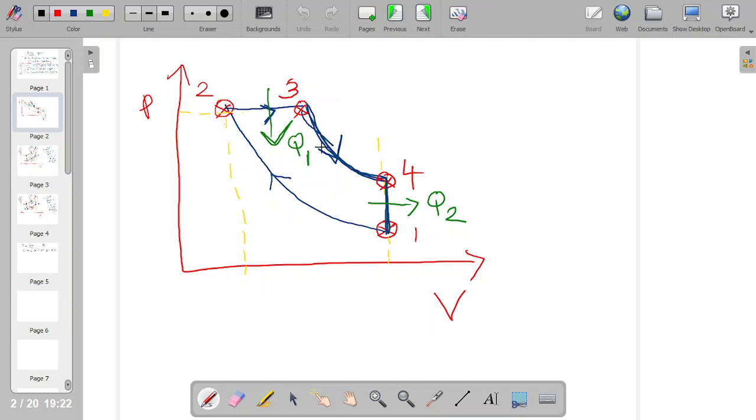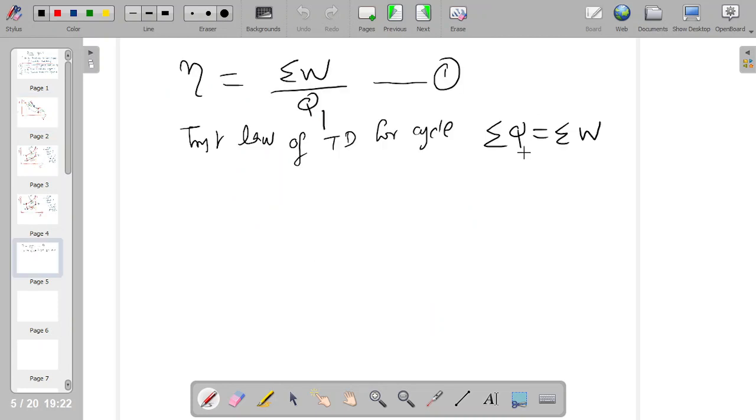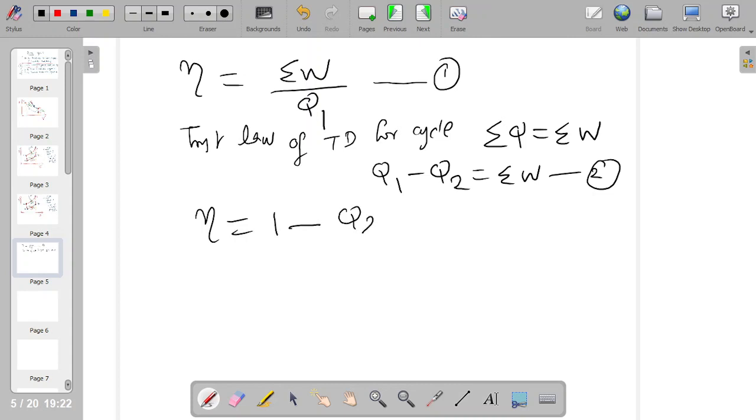q1 is entering, so we give a positive value. q2 is leaving, so that will be negative. So q1 minus q2 is sigma w. So that is our equation 2. Now substitute 2 in 1, we will get efficiency is equal to 1 minus q2 by q1. So all these things are the same as in Otto cycle. This will be our third equation.